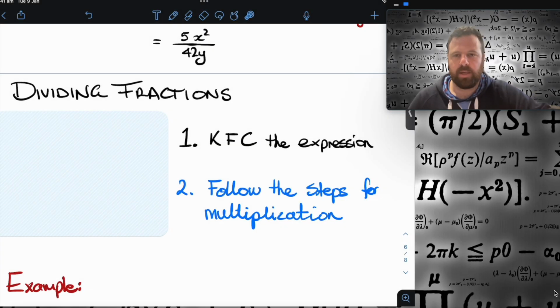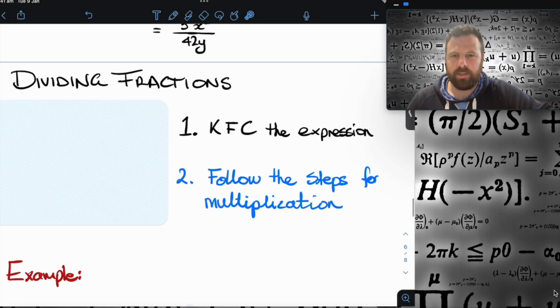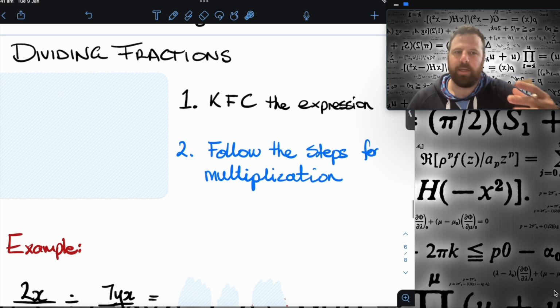G'day guys. This afternoon, what I'd like to talk about is this idea of dividing fractions, and specifically dividing algebraic fractions. There are only two steps to dividing algebraic fractions. Number one, KFC the expression, and I'll explain what I mean by that in a second. And number two is just follow all the steps of multiplication.